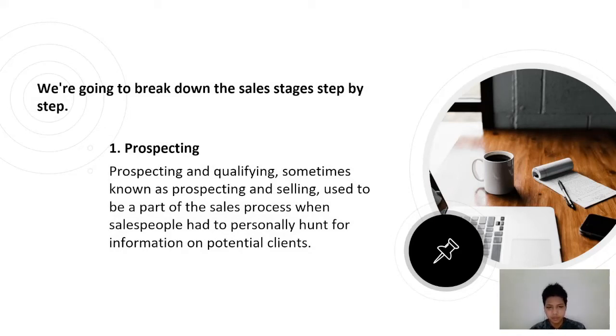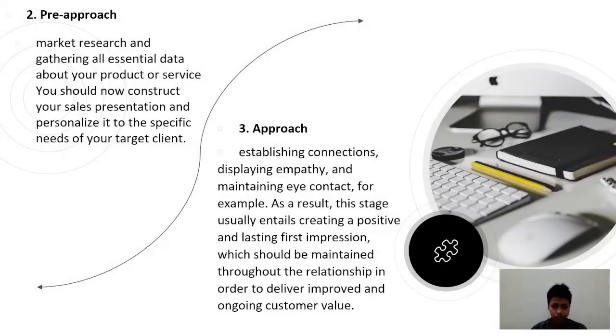So number 1 is prospecting. Prospecting and qualifying, sometimes known as prospecting and selling, used to be part of the sales process when salespeople had to personally hunt for information on potential clients. Number 2 is pre-approach. Market research and gathering all essential data about your product or service.